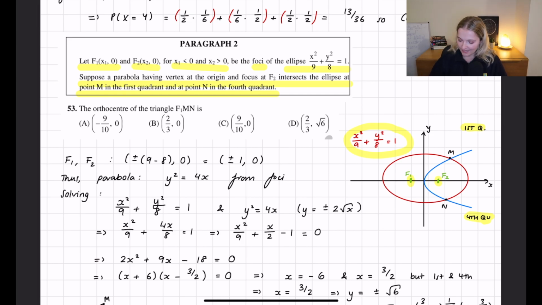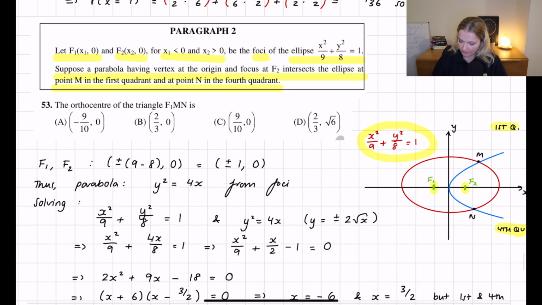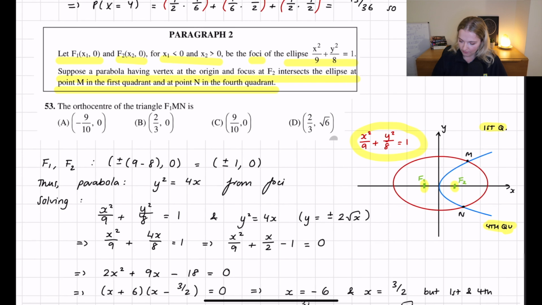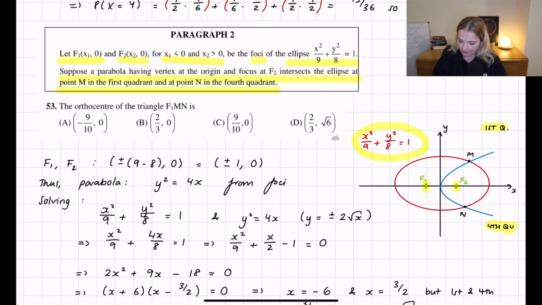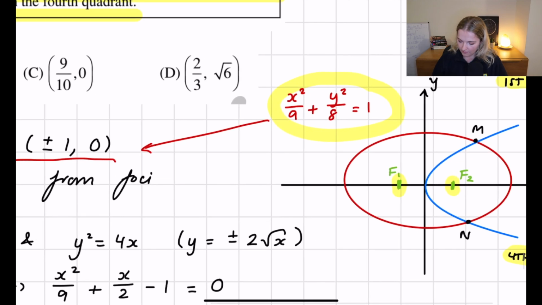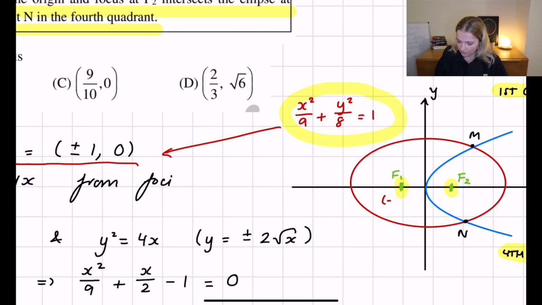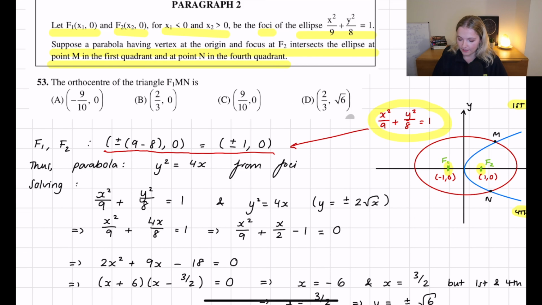So anyway, I visualised it, and what we can do is first look at the formula for the foci of an ellipse, and we have this here. The foci of an ellipse is given by this here, and that's just by looking at the equation for the ellipse itself. So we can say that this is minus 1, 0, and that's 1, 0, okay? Therefore, we can say the parabola itself is given by this equation here, and that's just by considering the foci of a parabola.